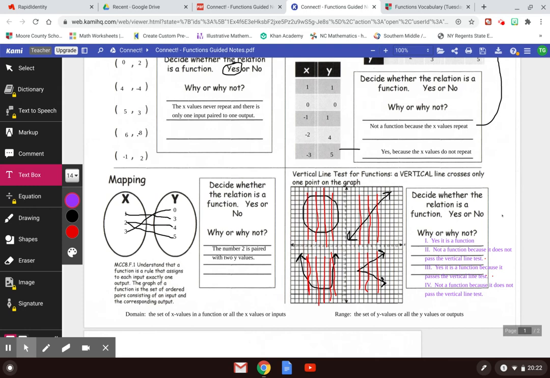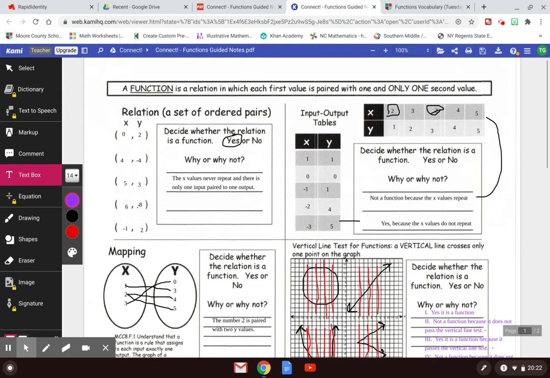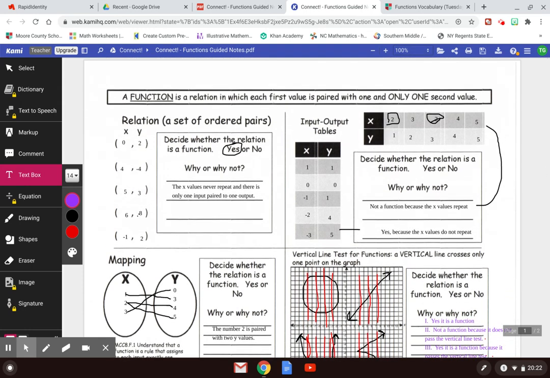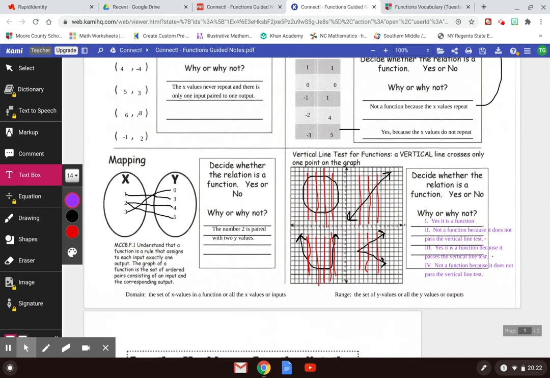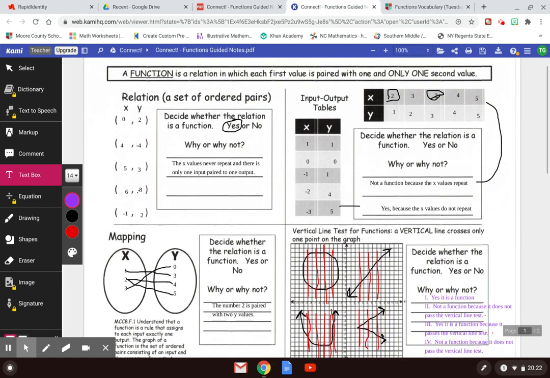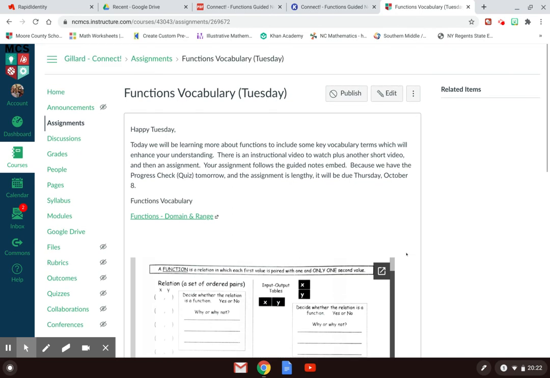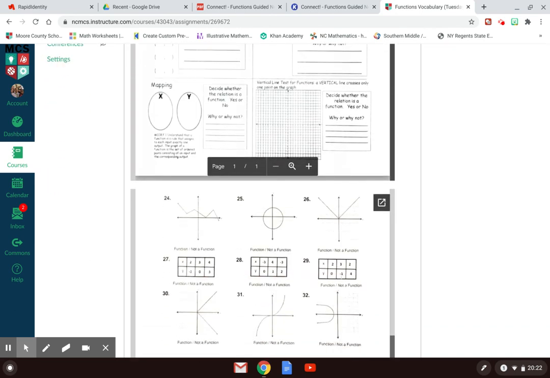Okay? So these are the function vocabulary notes. You're going to hear these terms used quite often: function, relation, domain, and range. And knowing the vertical line test is a strategy for telling if something is a function or not. So then you can go ahead and get started on the assignment here.